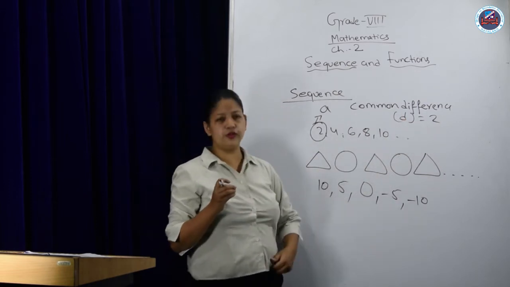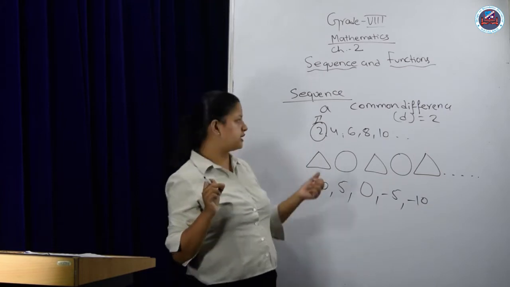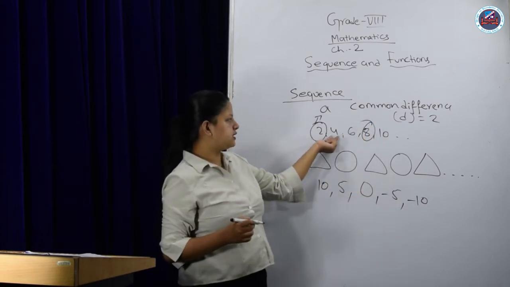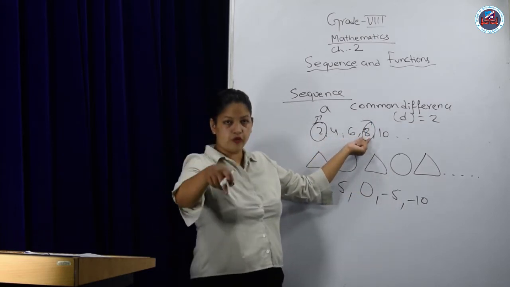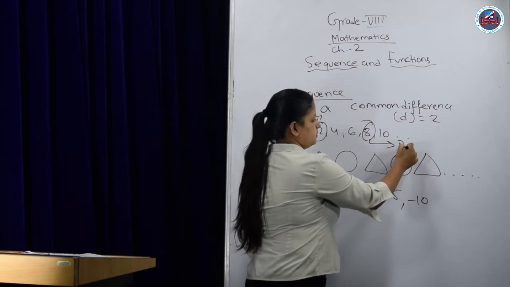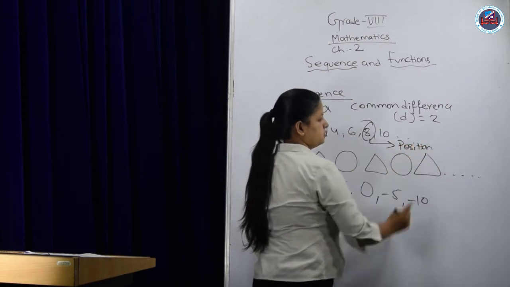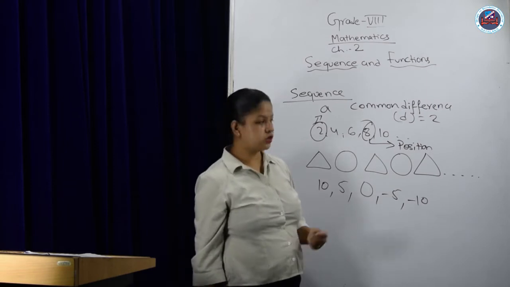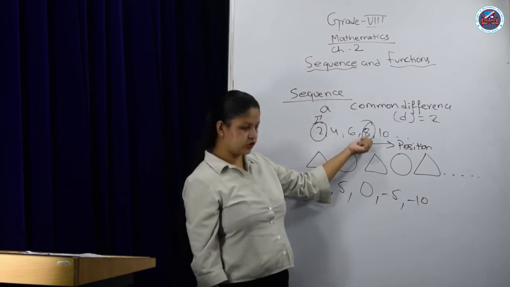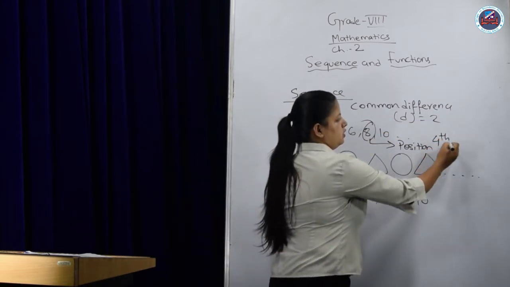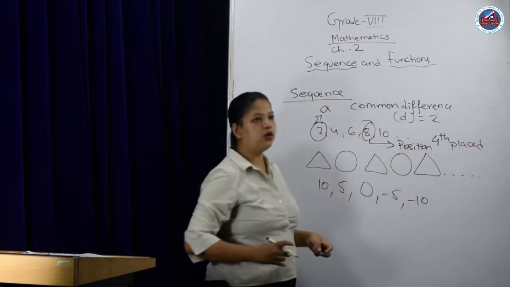And whenever we want to call it a particular term, for example, this is first term. Now which term will this 8 be if you want to say? Then first, second, third, fourth term. It is lying in fourth position. So that's why we call it fourth term. Since the 8 is in first, second, third, fourth place, its position is fourth, so we call it fourth placed number.